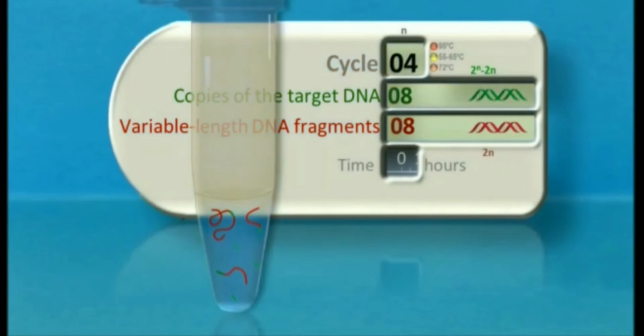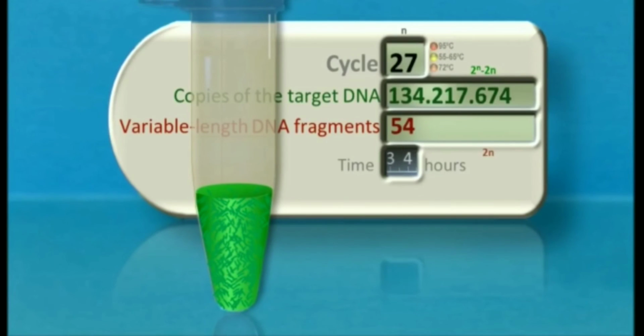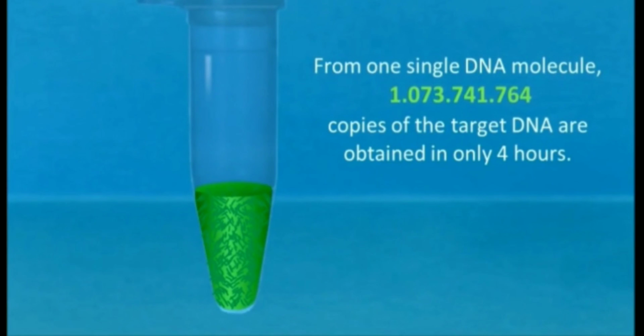In cycle 4, this is how we can use many cycles. With the help of this technique, we are able to make a billion times or many copies of the desired DNA.